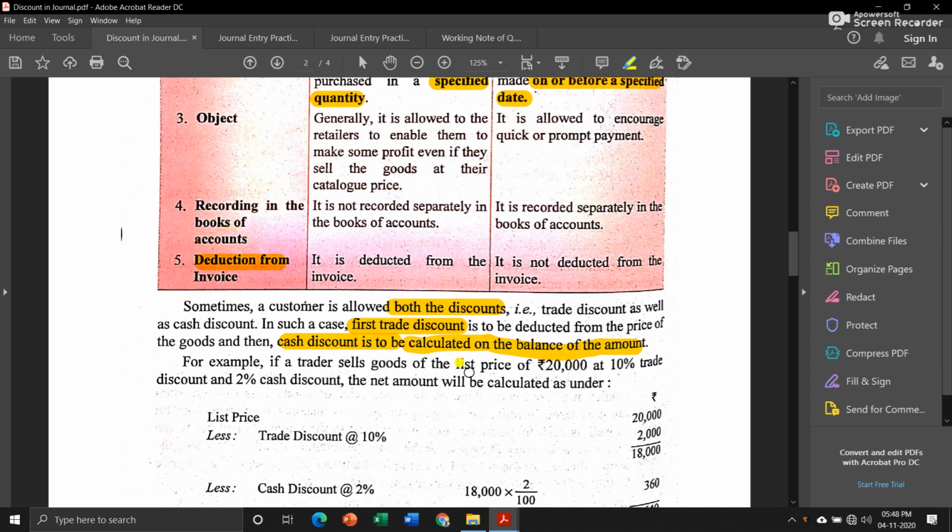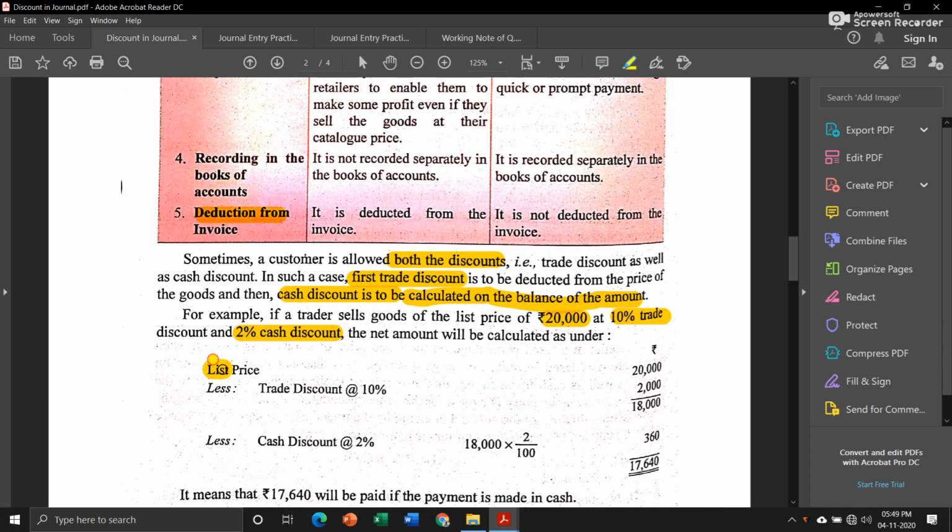If a trader sells goods of the list price 20,000, that means list price is 20,000, and he gave 10% trade discount and 2% cash discount. So we have to find out the net amount. According to the step, first we will write list price, that is 20,000. Then first we will deduct 10% of trade discount. 10% of 20,000 is 2,000. So after deducting, we got 18,000.